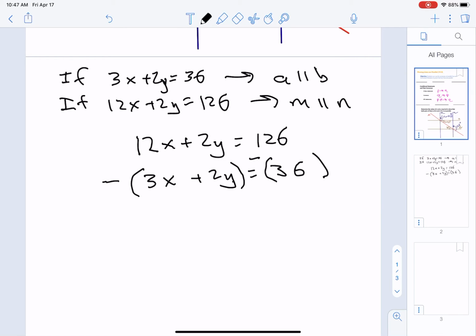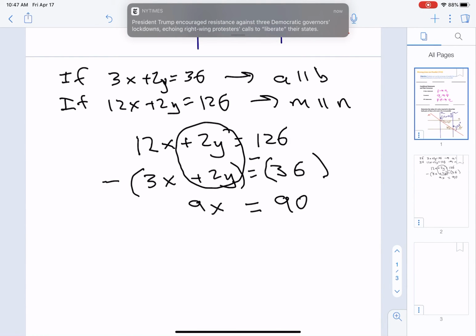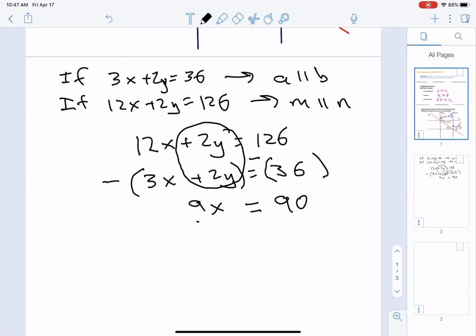12x minus 3x is going to be 9x. 2y take away 2y is nothing, so we're just left with 9x, and 126 minus 36 is 90. If we're struggling with this a little bit, don't worry too much. This is really underemphasized in the Math 7A book. There's more on it in the Math 8 book, but you guys didn't get that.